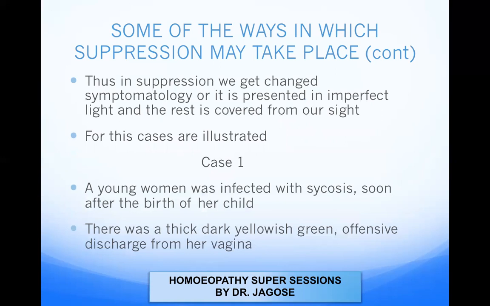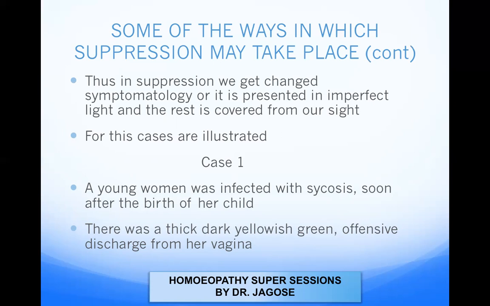Thus, in suppression, we get changed symptomatology, or it is presented in imperfect light, and the rest is covered from our side. So what happens in suppression? Naturally, the symptoms will change, or the symptoms are presented in imperfect light. That means the symptoms are not very well defined. Only a small fragment of the disease is visible, but the main chunk is not. You may get only one or two character symptoms, or no character symptoms, but only common symptoms. That is why the rest is covered from our side.